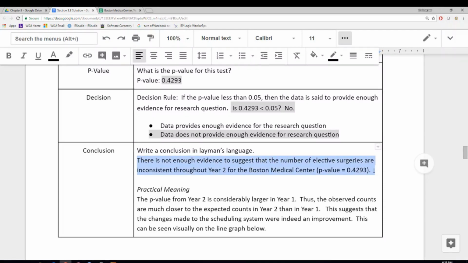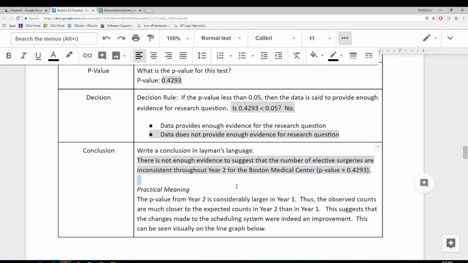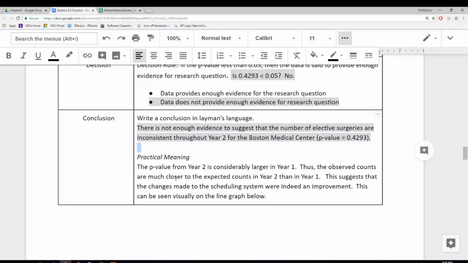So my standard conclusion here, probably getting tired of listening to what those conclusions look like, but there is not enough evidence to suggest that the number of elective surgeries are inconsistent throughout year 2 for the Boston Medical Center. Now the practical interpretation here, the practical meaning of this is that the p-value from year 2, 0.4293, is considerably larger than what I had in year 1.